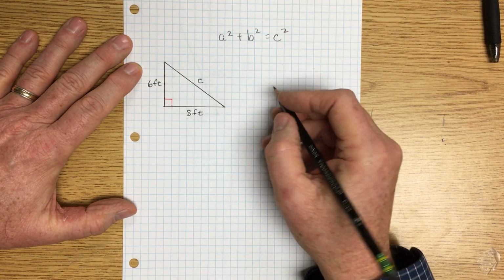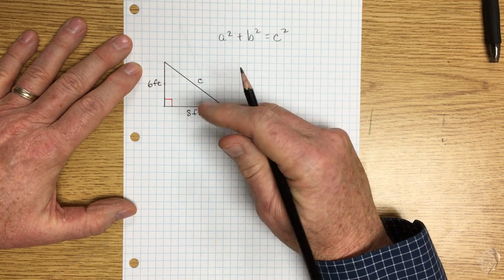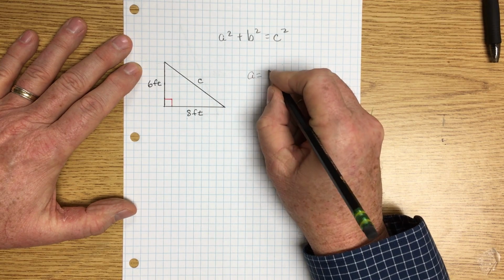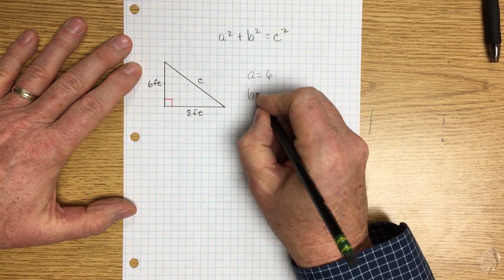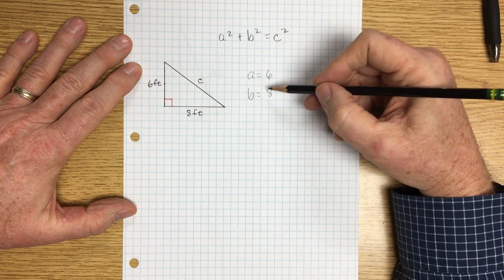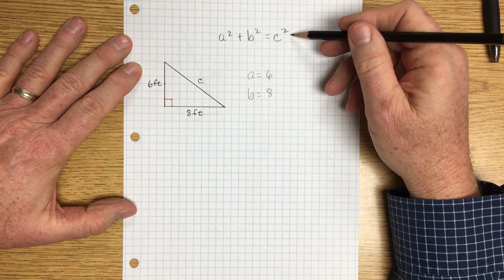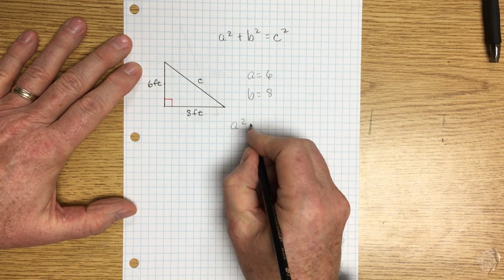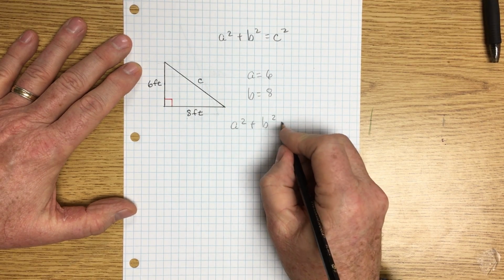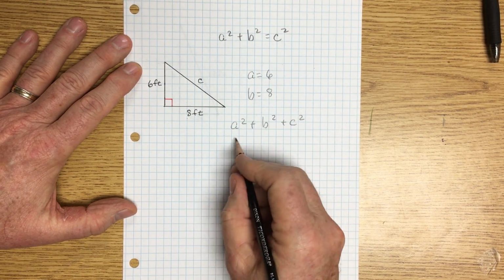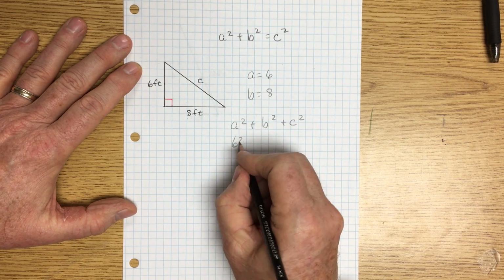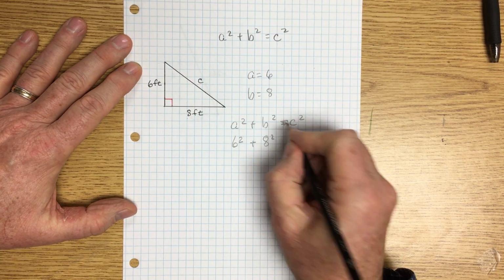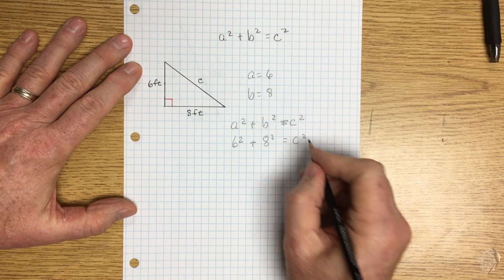Okay, so if we consider what we know on our right triangle that's given here, we can see that A is equal to 6 feet and B is equal to 8 feet. So we can take these two numbers and plug them into the Pythagorean theorem, which again was a squared plus b squared equals c squared. If we plug them in, a was 6, so that becomes 6 squared. B was 8, so that becomes 8 squared, and that is equal to c squared.